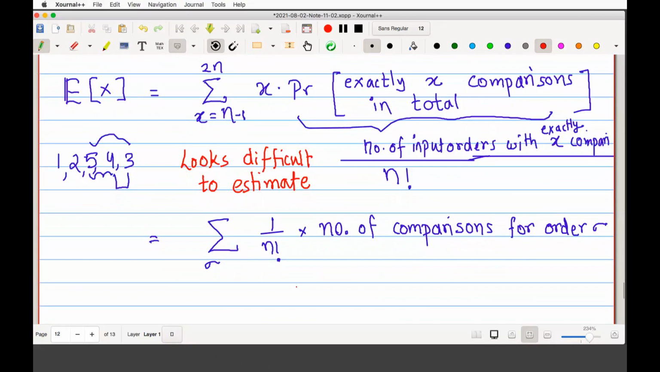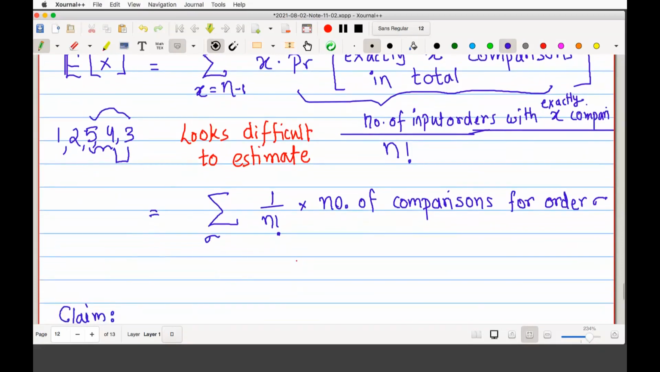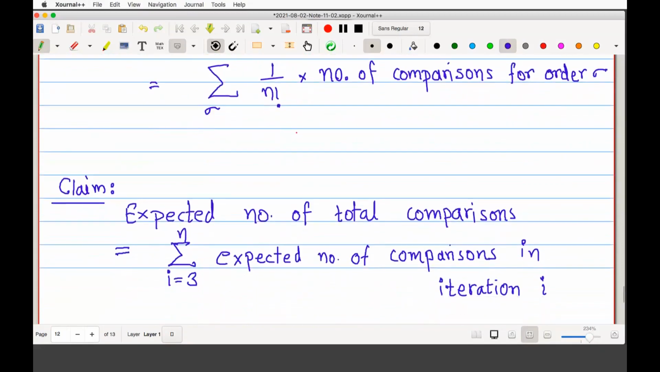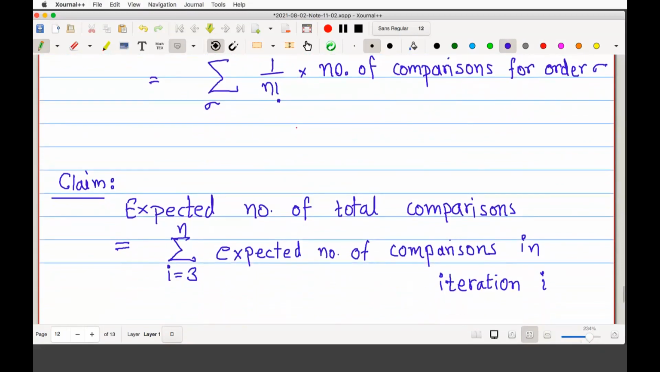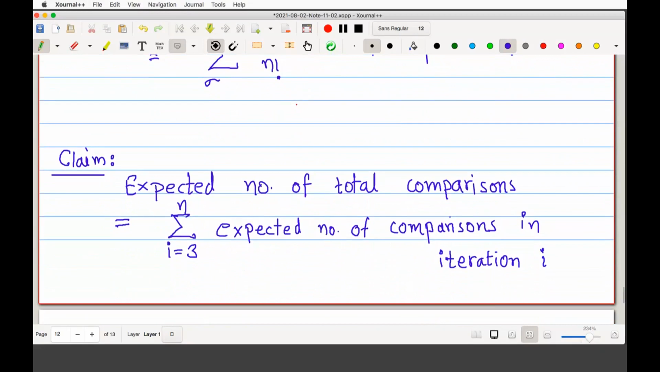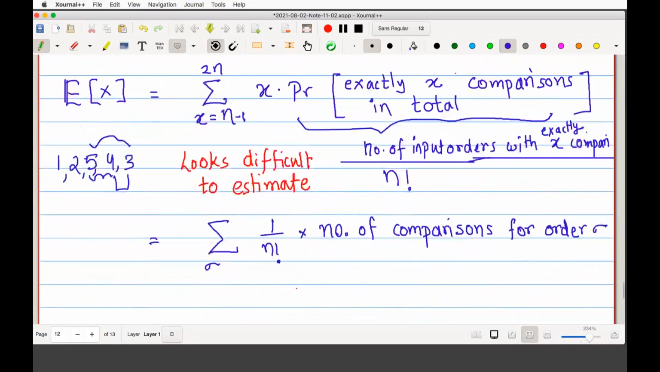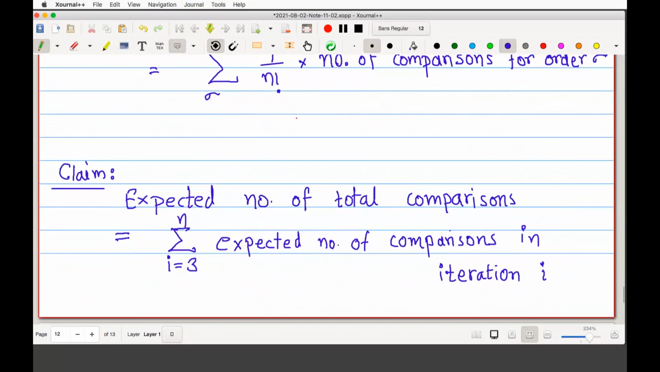Okay, so what I want to do is suggest a better idea, and let's see if that makes more sense. So here is my idea. My claim is that if you want to compute expected number of total comparisons, right? So the same formula. I'm not changing the definition. The definition remains the same. I'm just suggesting that there is a different way to compute the same quantity.